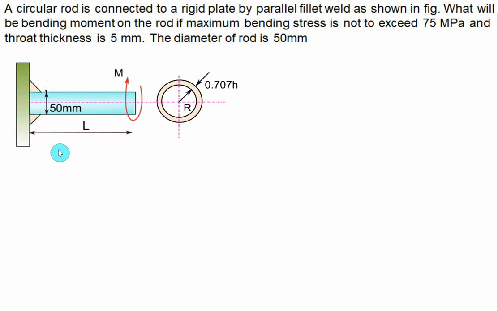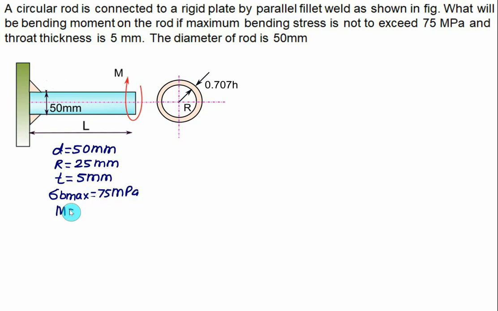So we have the diameter of the rod equal to 50 mm. The radius r will be equal to 25 mm. Throat thickness is directly given, equal to 5 mm. Maximum value of the bending stress sigma b max is equal to 75 megapascal. The value of M you have to calculate.